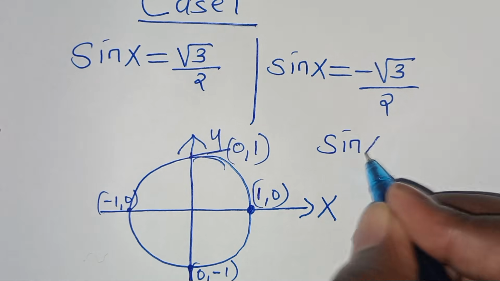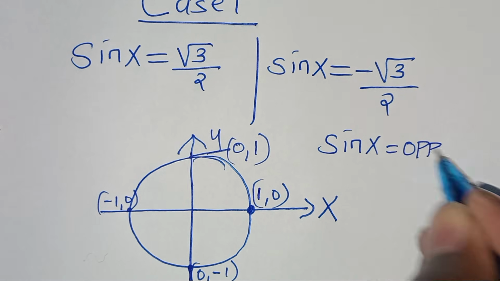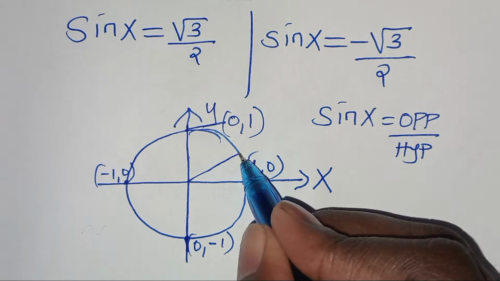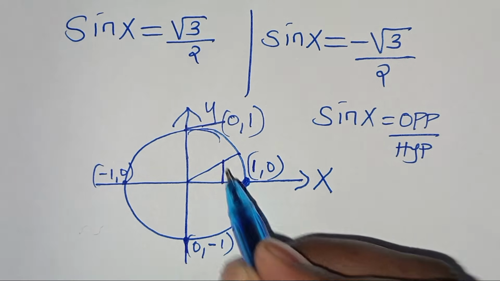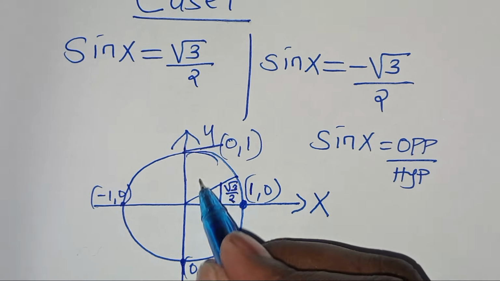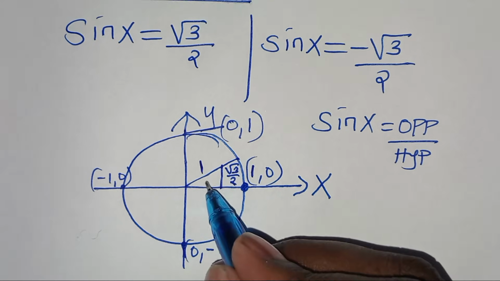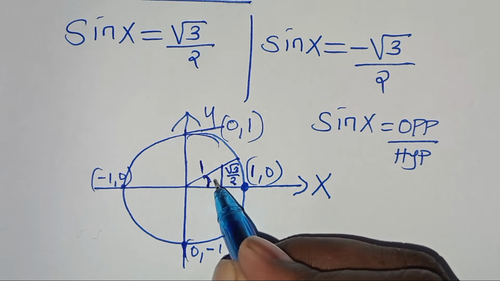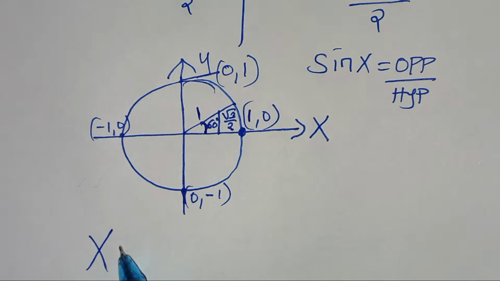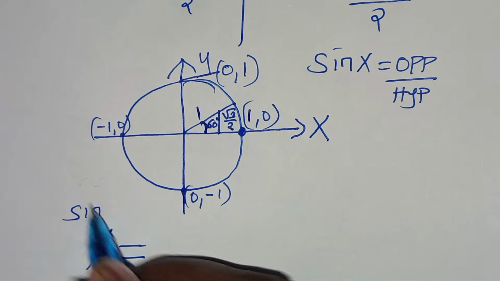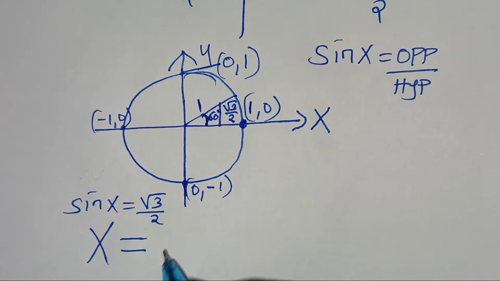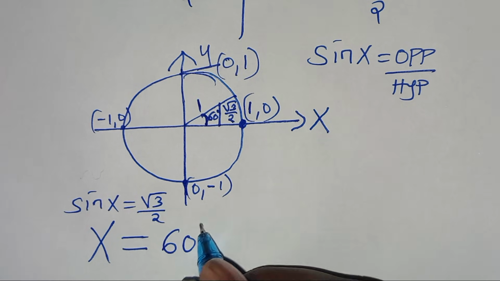Remember, sine is equal to opposite over hypotenuse. Now from here we have the opposite here, which is root 3 over 2. Hypotenuse is equal to 1. So here we have an angle of 60 degrees. So we have sine x equal to root 3 over 2. We have the value here of x equal to 60 degrees.